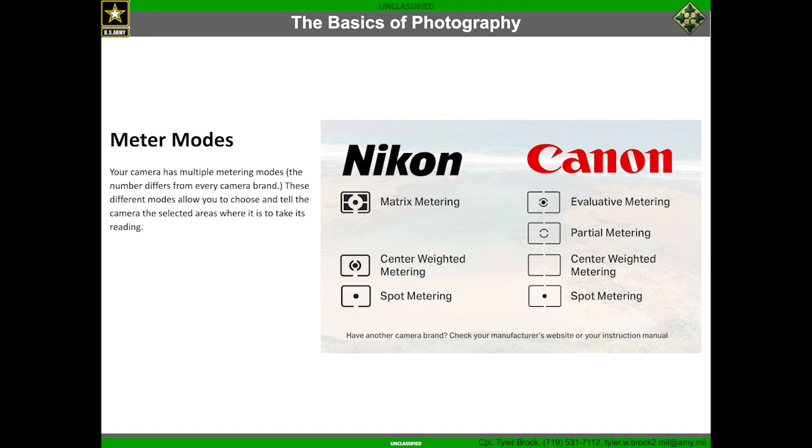Matrix sometimes is just too flat for me, and spot is just not enough area for me to get an exposure metering on there. Spot, like I said, is just a small point within the image that it measures.